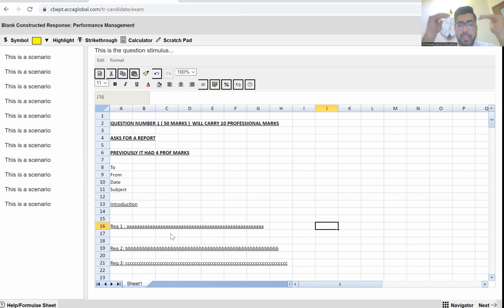And I told you, if a requirement is carrying calculation, no calculation in the report, put it in the appendix. And if it's a theory discussion requirement, start writing there. Okay, this is the way of earning 4 professional marks. This was previously the way of earning 4 professional marks.